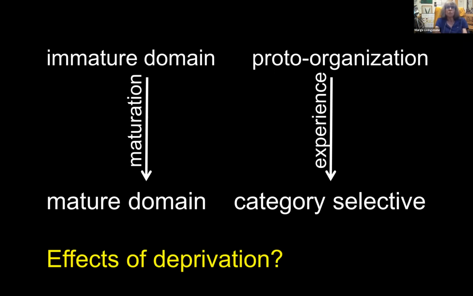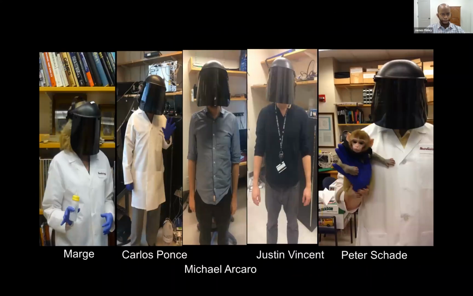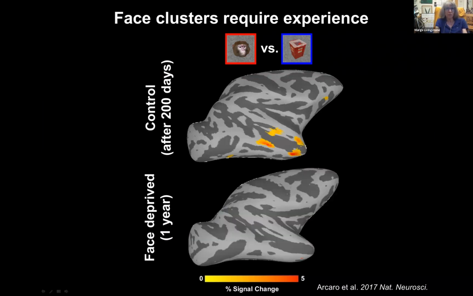So to distinguish between these two ideas, we asked what happens if you block a particular experience. We raised baby monkeys while we wore welder's masks and didn't let them see any other monkeys. In control monkeys, you have face domains, and these are the face domains again. Face-deprived monkeys had no face domains. So it could be their entire temporal lobe was messed up by the abnormal rearing conditions.